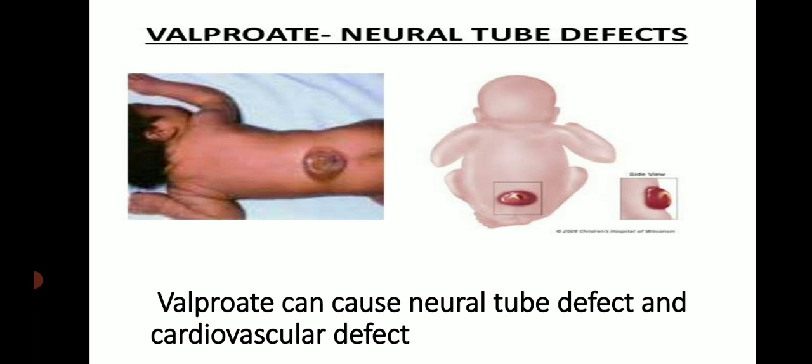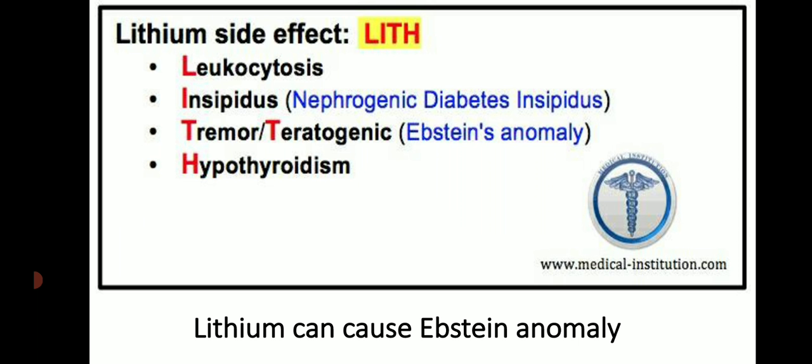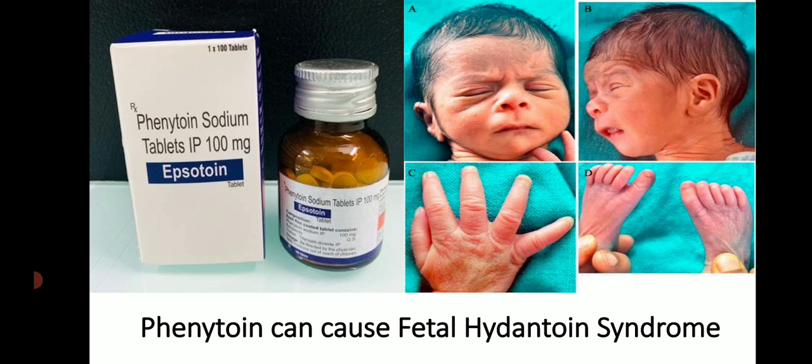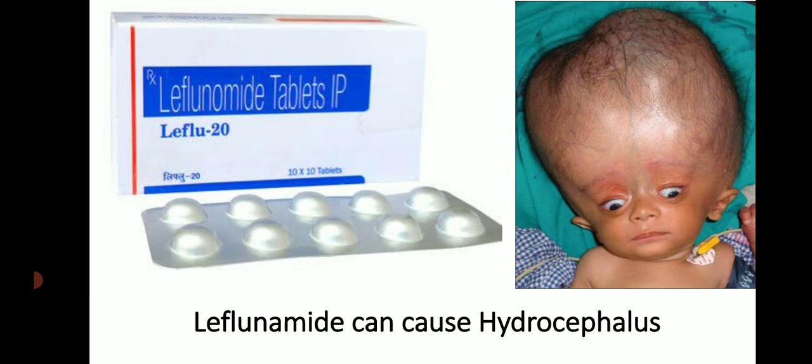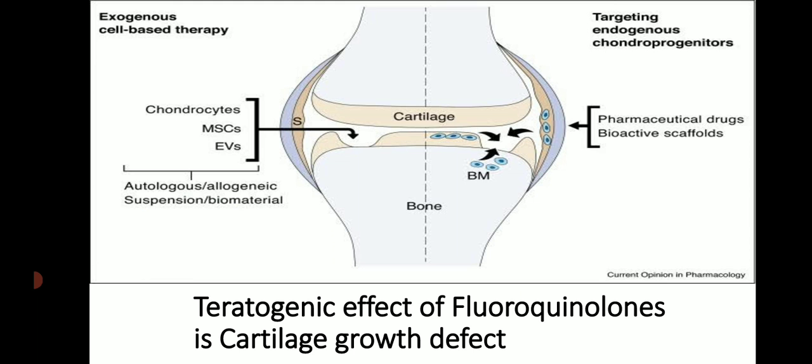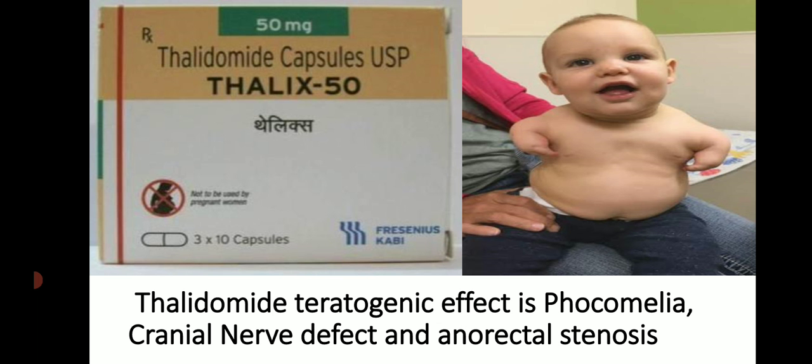Valproate can cause neural tube defect and cardiovascular defect. Lithium can cause Ebstein anomaly. Phenytoin can cause fetal hydantoin syndrome. Leflunomide can cause hydrocephalus. The teratogenic effect of fluoroquinolones is cartilage growth defect. Thalidomide teratogenic effect is phocomelia, cranial nerve defect, and anorectal stenosis.